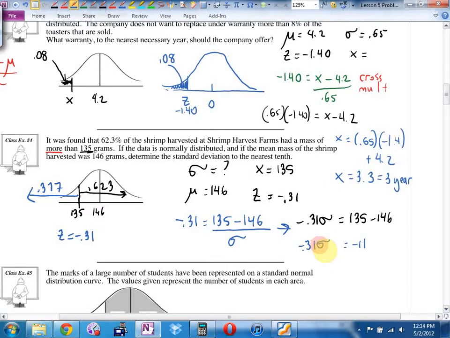So let's try this again. Scene 1, Act 1, Take 2. How would I move the negative 0.31 over if it's timesing? The standard deviation is going to be negative 11 divided by negative 0.31.